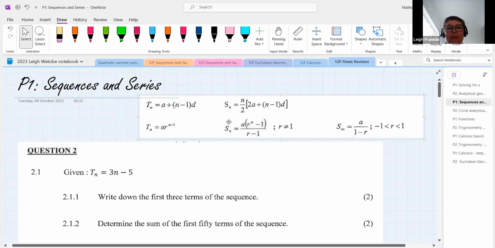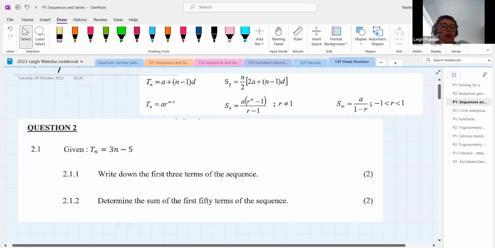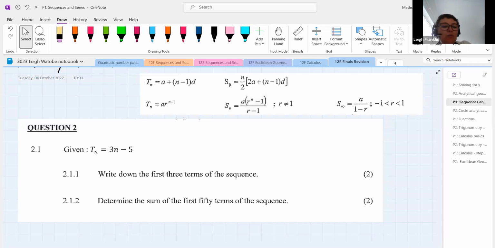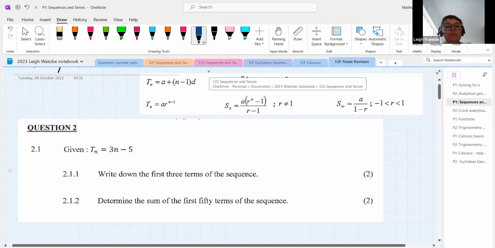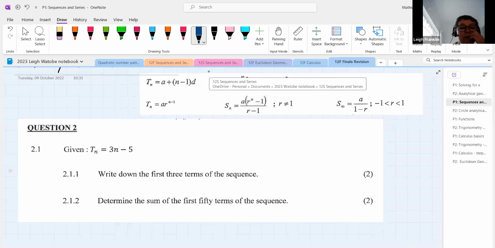Let's get cracking and have a look at the first couple of questions. The first two are very simple. This is just to warm up our brains before we get into the slightly more difficult work. If they give us an nth term, 3n minus 1, and they want us to write down the first 3 terms of the sequence, how would we do that? What would we get as an answer? Can anyone tell us what they think the first 3 terms would be?